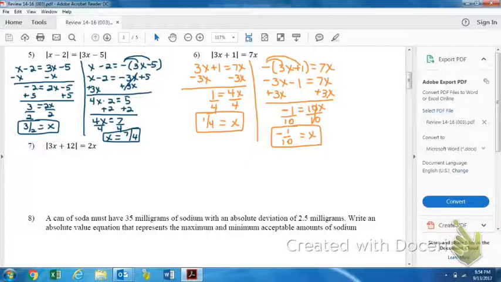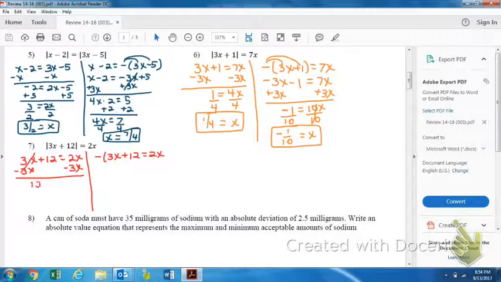Okay, number 7, the absolute value is alone, so we're going to write it twice. So we're going to write 3x plus 12 equals 2x. And then we're going to do a negative version, and that's negative 3x plus 12 equals 2x. So I'm going to subtract 3x from both sides since I already have an x over here and it's all by itself. This cancels, and you're left with 12 equals negative x. Divide both sides by negative 1, and x equals negative 12. One solution.